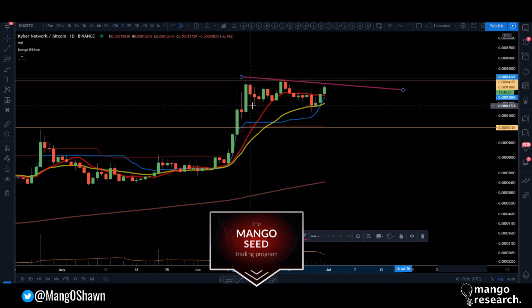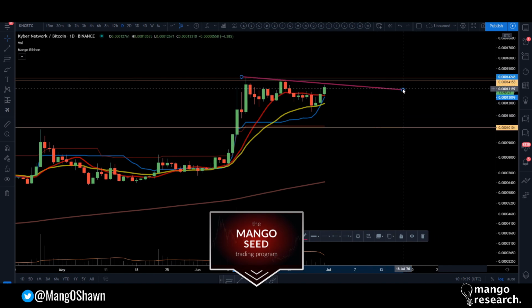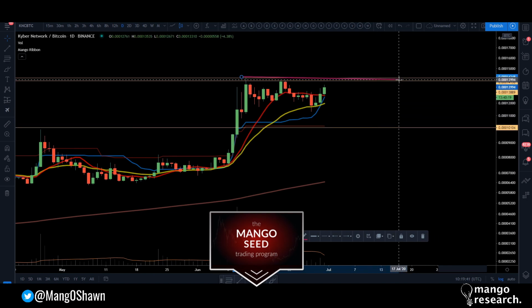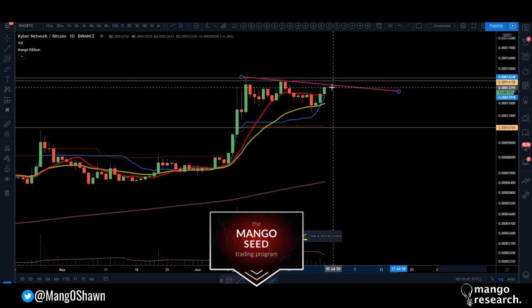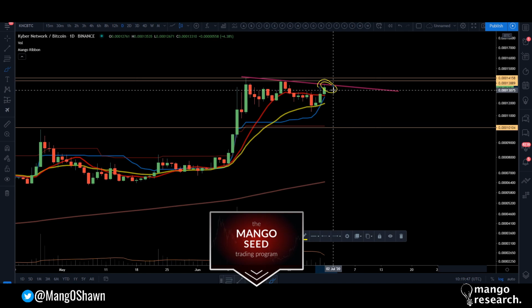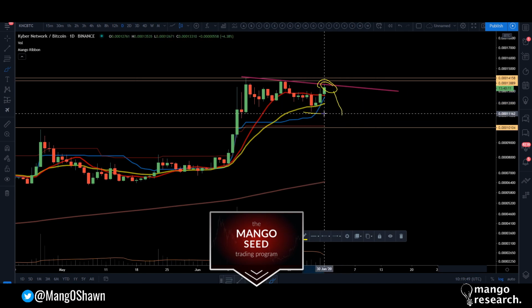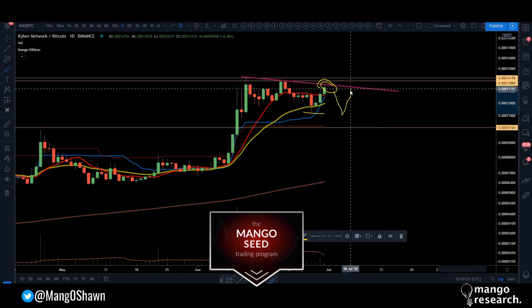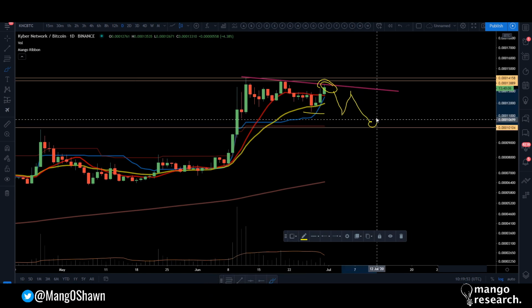Okay, so now that's resistance, or you could look at this zone as resistance. It really doesn't matter. It's up to you. But now, guys, you have to guard against Kyber actually rolling over here, okay, and coming down and taking out this wick. Because if it does, that's where I'll be looking for this KuCoin play to actually play out.